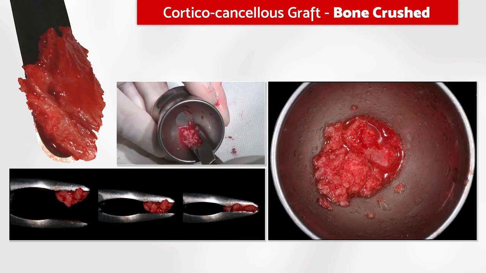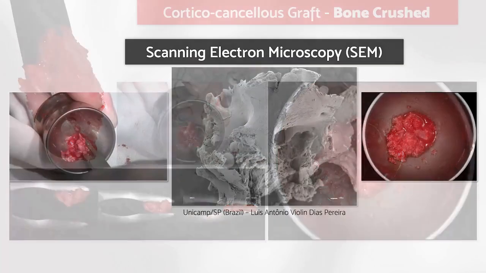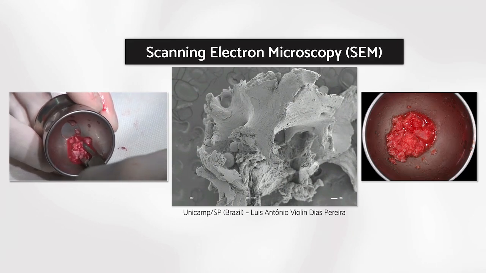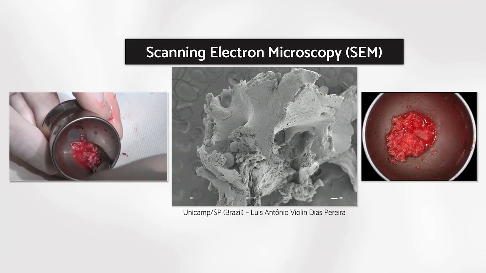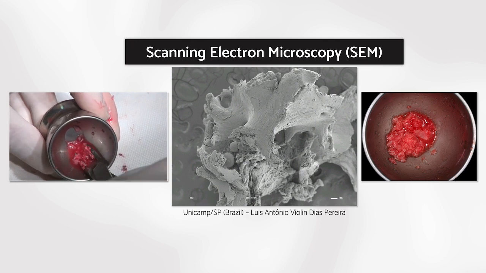And how about this bone after this bone is being crushed? Do you think it's possible to notice a good number of viable cells after we crush this bone to reduce the size of these particles? Let's take some piece of this particulate bone, just small particles. Let's evaluate this through a scanning electron microscopy.